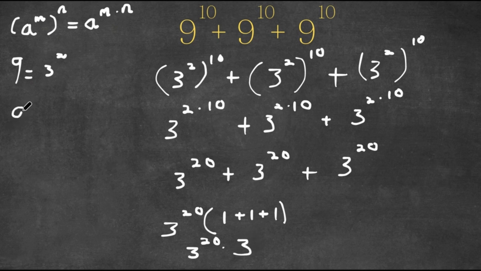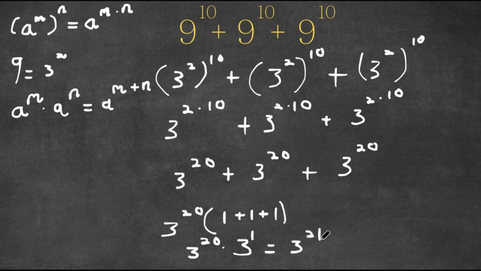And let's say we have a to the power of m times a to the power of n. This is going to be a to the power of m plus n. So 3 to the power of 20 times 3, well, 3 is the same thing as 3 to the power of 1. So this would be 3 to the power of 20 plus 1, which is 3 to the power of 21. So this is our answer.